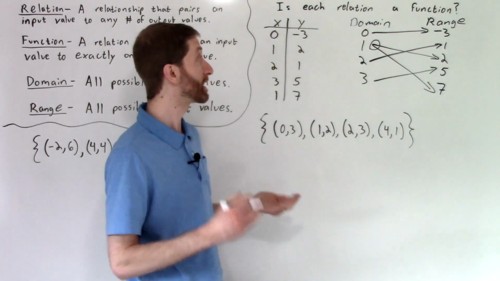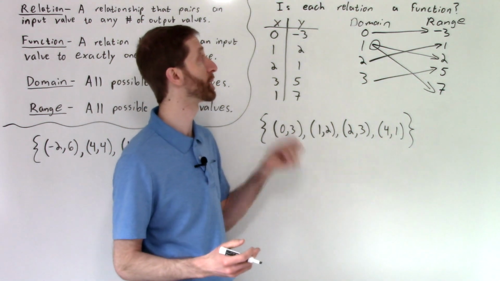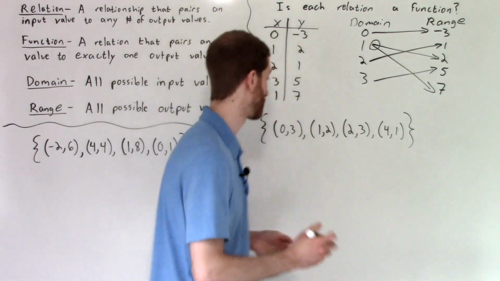All right, so that's it. That's how you do a mapping diagram. Draw out the domain, draw out the range, and connect the corresponding domain and range parts. Let's do a couple more examples of this.